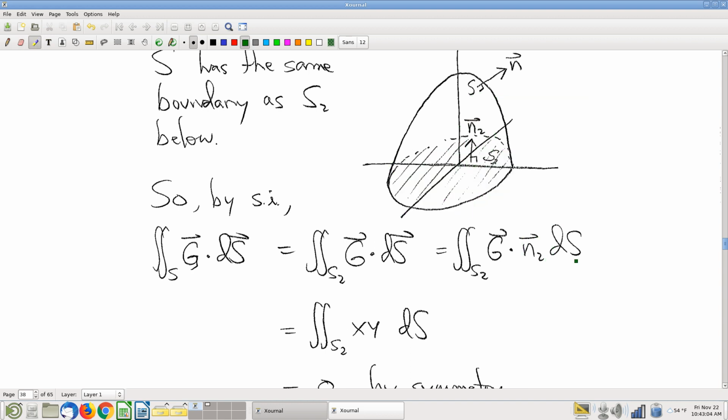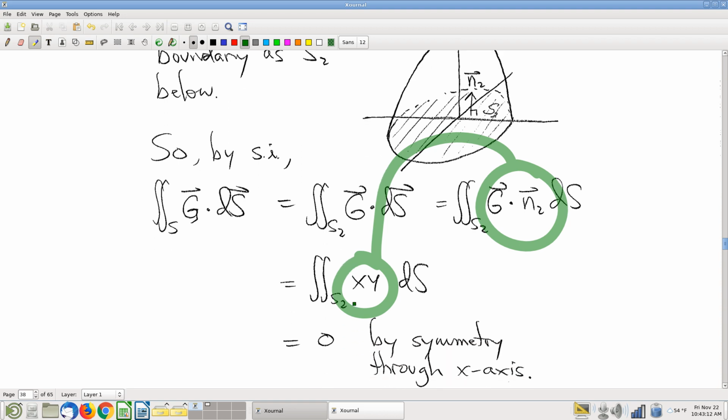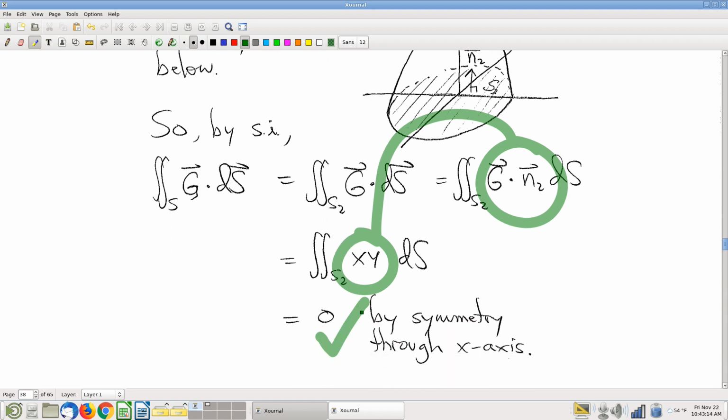Having changed the surface, easy normal vector, this dot product then becomes really easy to do. It's just x, y, and a symmetry argument. That integral is 0 by symmetry, easy symmetry argument. So, again, real quick, right? We just cut the calculations way, way, way down by making a surface independence argument. Everybody okay?